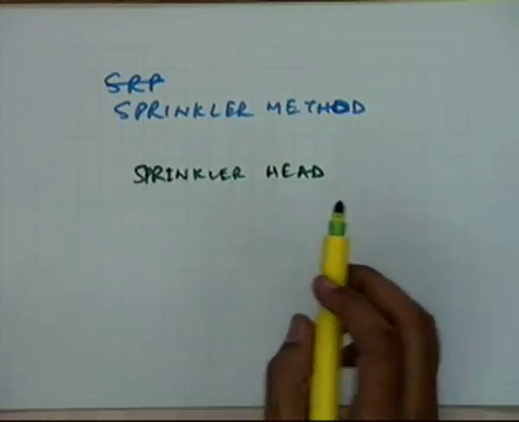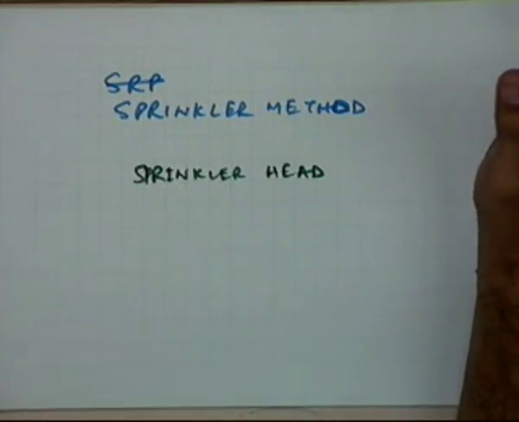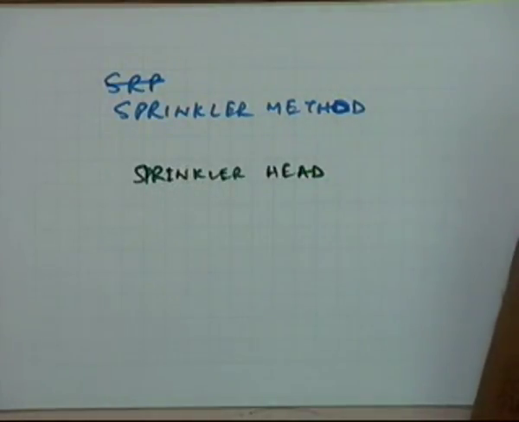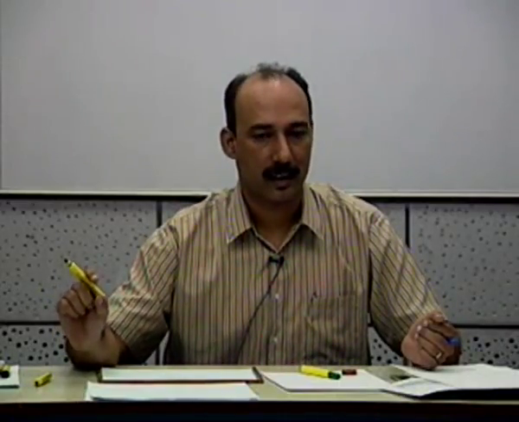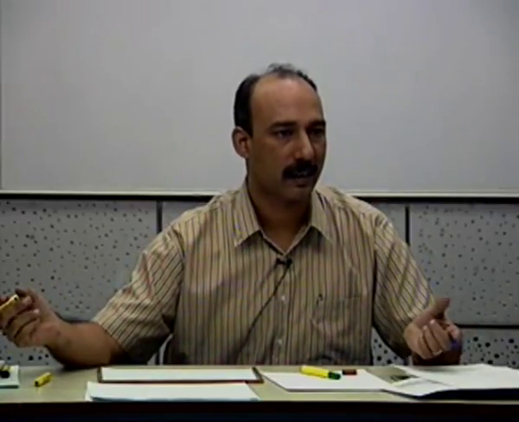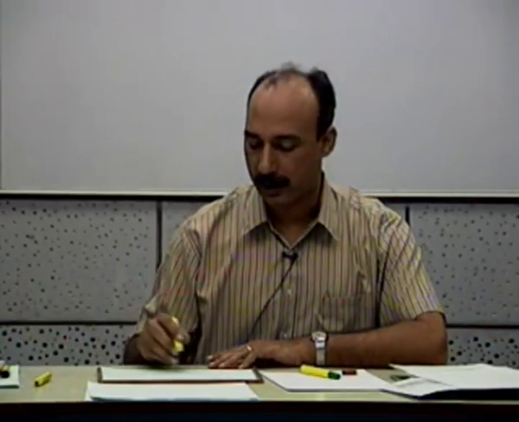Now, the sprinkler head is a device which sprinkles the water. The name suggests that it sprinkles the water over the surface of the ground. You might have seen sprinkler heads working in some of the gardens these days, some of the lawns, and there are very small sprinklers which can be used in the lawns, with the tap water which you are getting in your houses. So that device is called the sprinkler head.